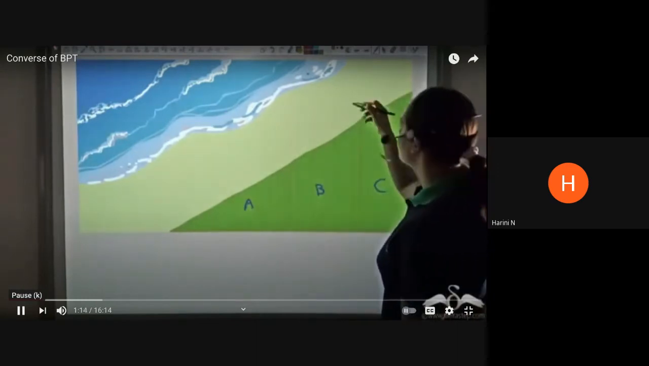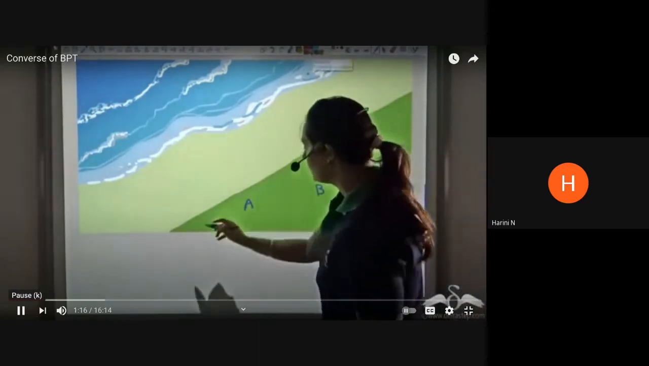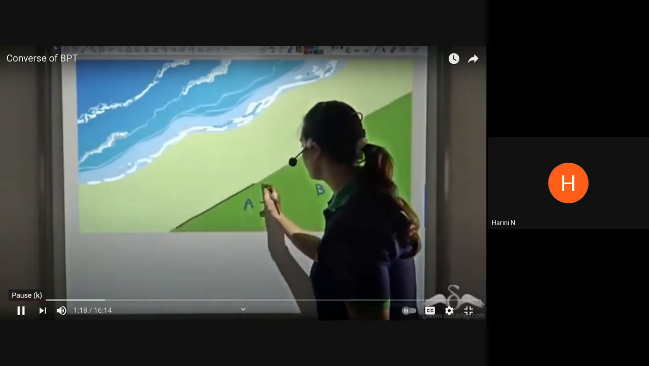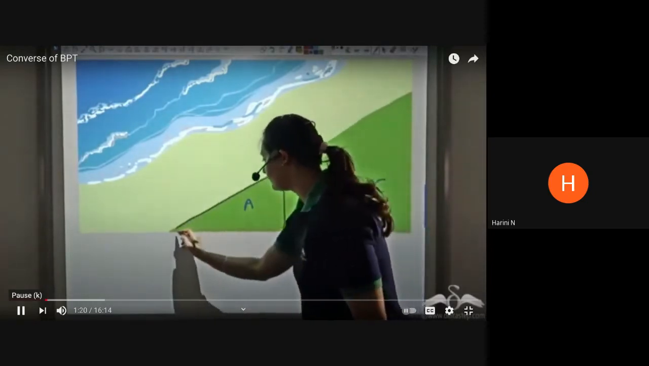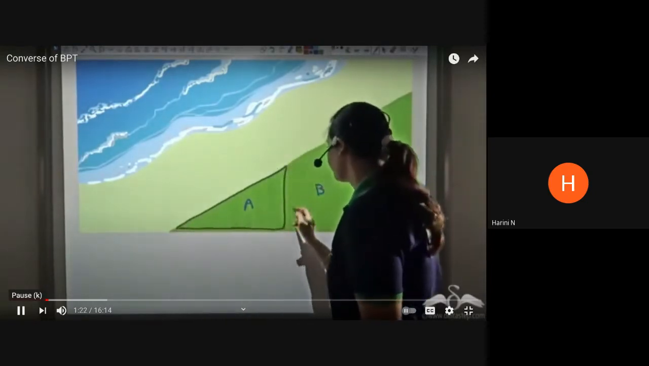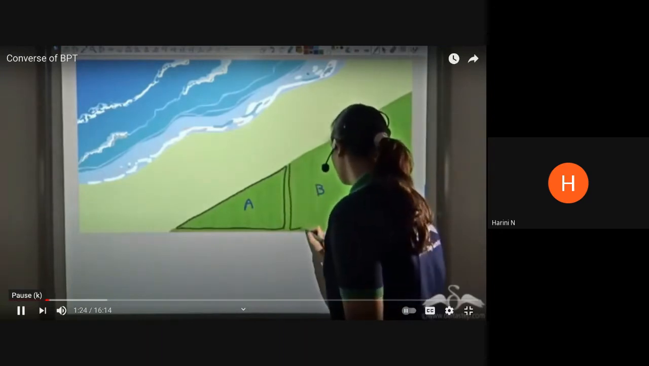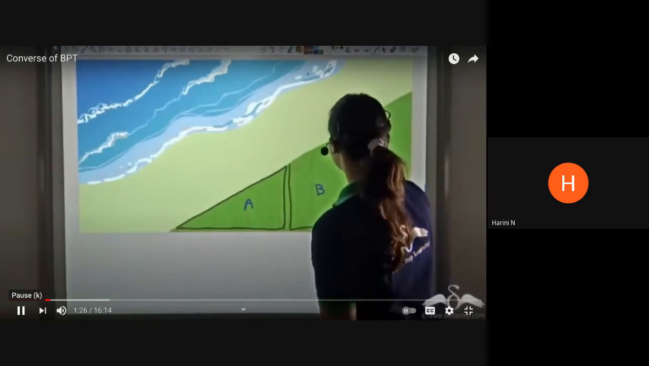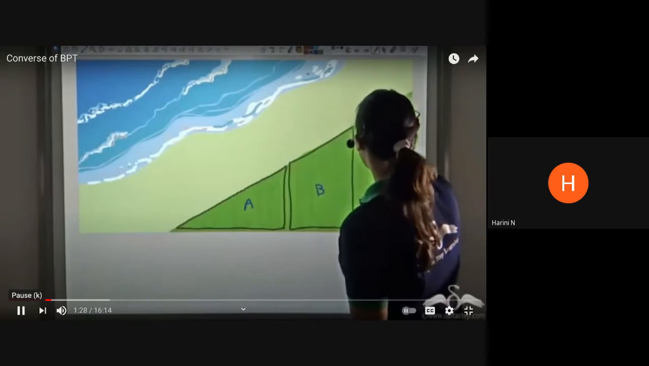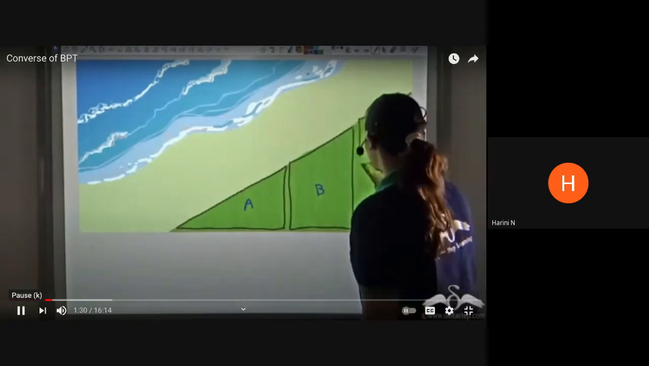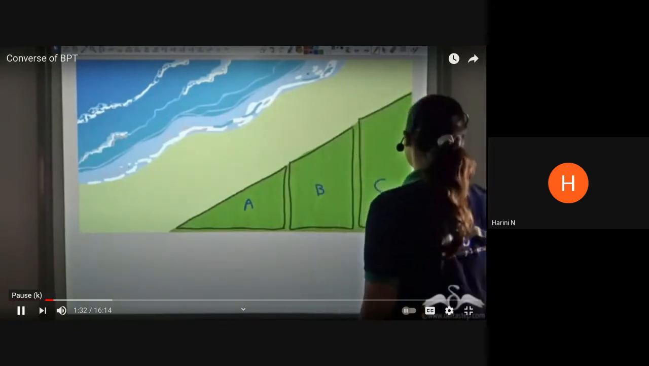So, what the property dealer sees is that this land is in the shape of a triangle, and with this, he draws the boundaries of each of these properties. So, this is property A. This is property B. And this is the third plot of property. You can say this is plot C.